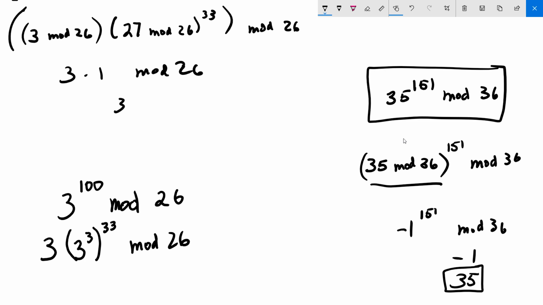That's the thought process you go through on these. Just remember, you can mod the things you're adding, the thing you're multiplying, or the thing you're raising to a power to simplify it. Any other questions?